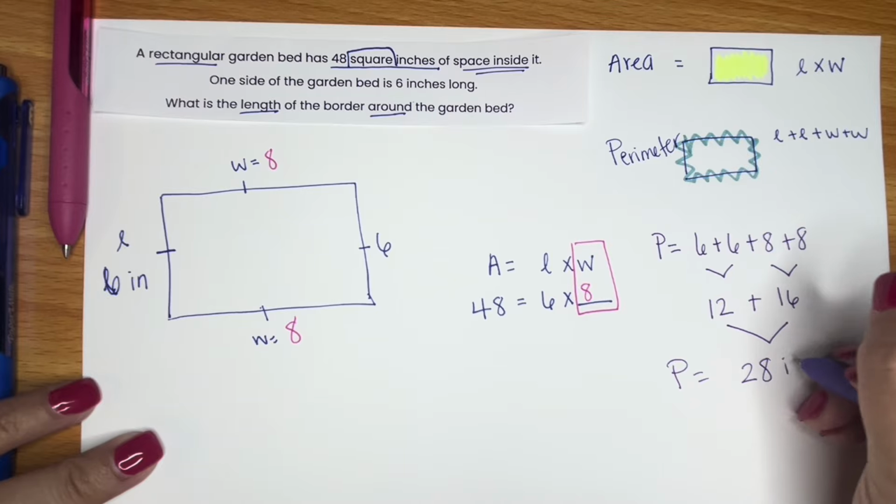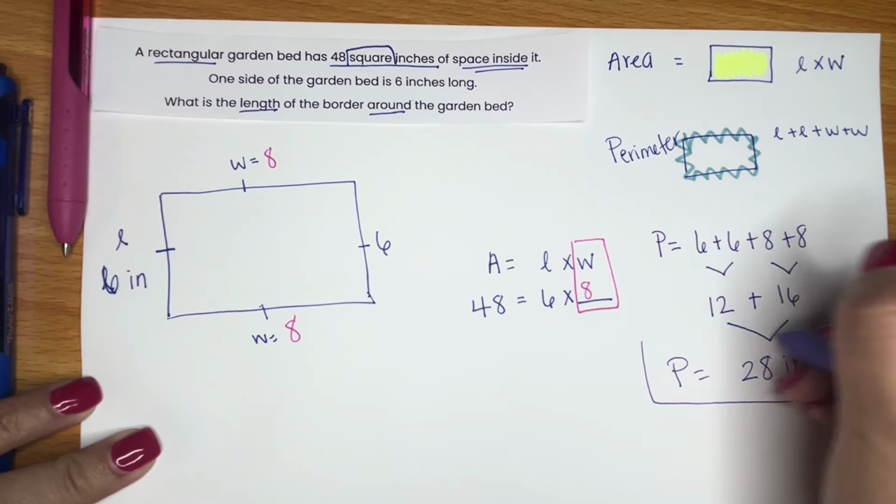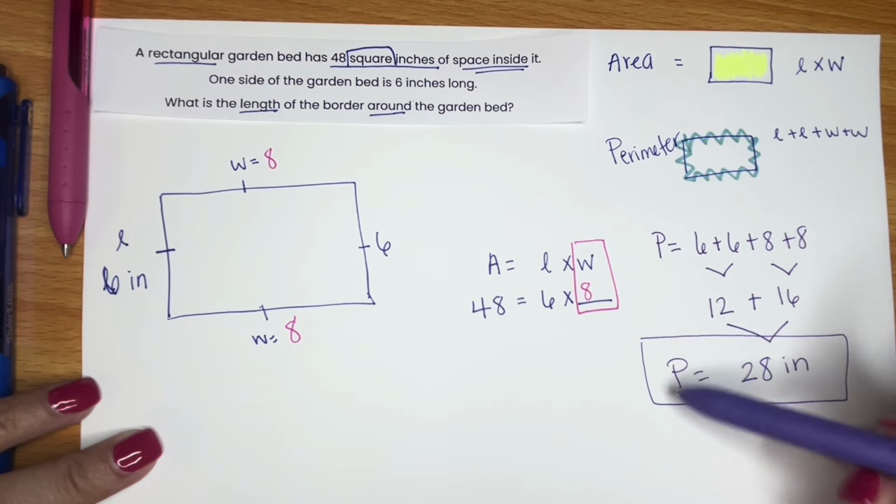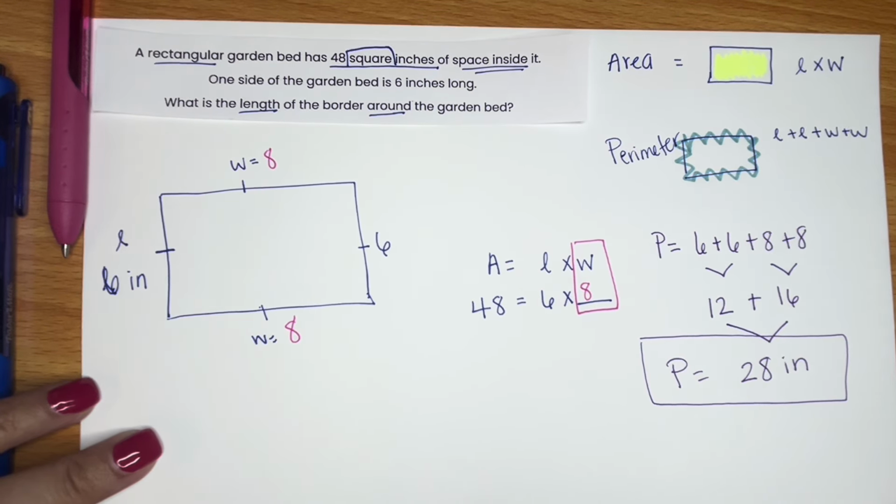28 inches. Remember, it doesn't need the squared. If you see square, that's area, not perimeter. We're looking for perimeter. 28 inches is my answer.